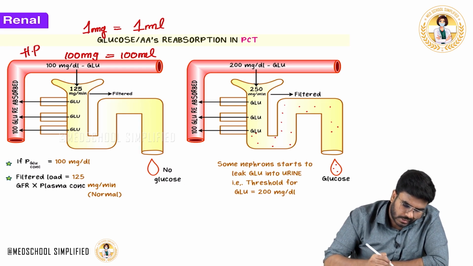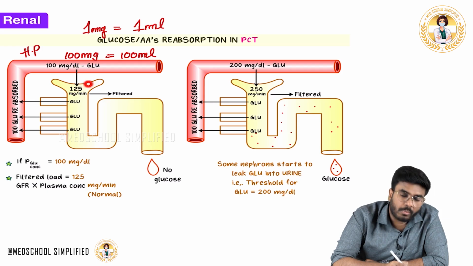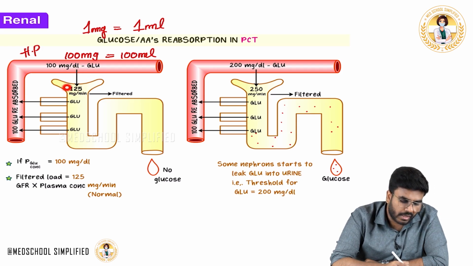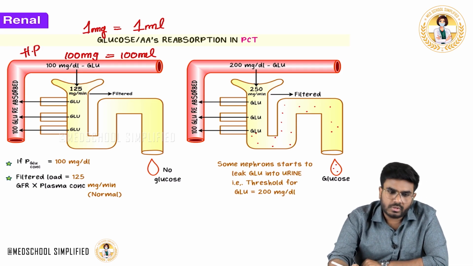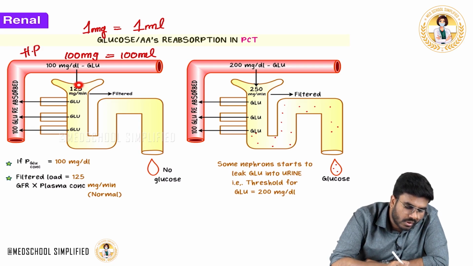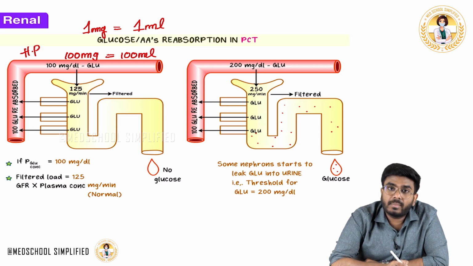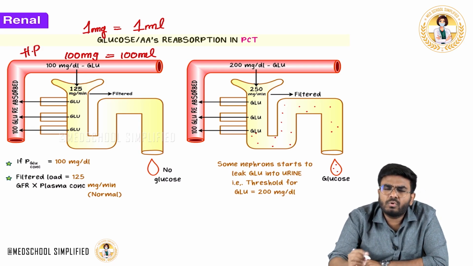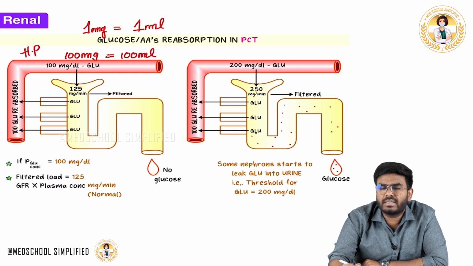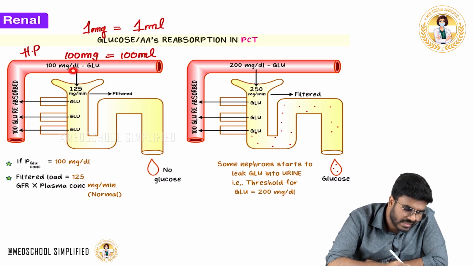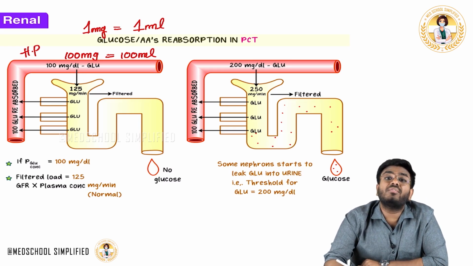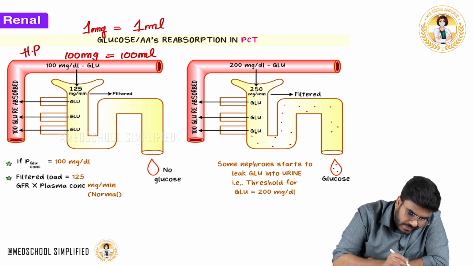Now we all know how much is filtered. That is the glomerular filtration rate. Every minute the glomerular filtration rate is 125. So how much glucose is getting filtered? Every minute, 125 ml of plasma is filtered. If 125 ml of plasma is getting filtered, and in each ml there is 1 milligram, then how much glucose is actually getting filtered? 125 milligrams.